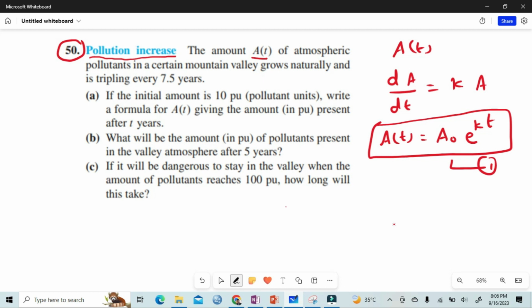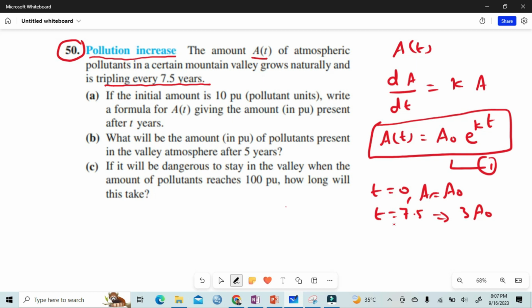And look at this question. We don't know what the initial amount is, but we will see some information given. If initially when t is 0 we call it A0, then when t is 7.5 it will be 3 times A0. If the amount of pollutant is A0, then it will be 3 times A0 because it is given here: a certain mountain valley grows naturally, tripling every 7.5 years. If time 0 gives A0, then time 7.5 years will give you 3 times A0.